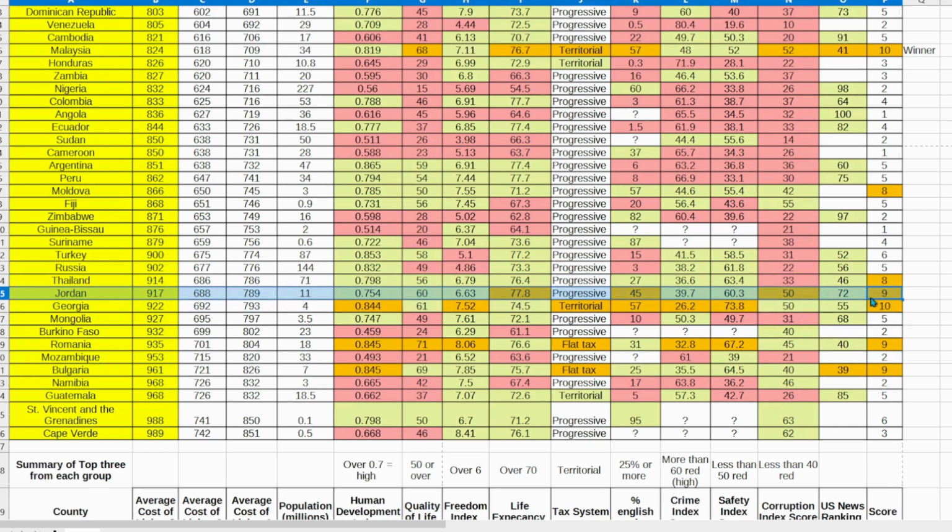And then we have Jordan, which scored 9 out of 10, which is very high. And we have Georgia, which has also scored a 10, along with Malaysia. So the two countries were assessed, and Malaysia comes out on top. So we then have Romania, which achieved 9 points. And then we have Bulgaria, which also got 9 points.